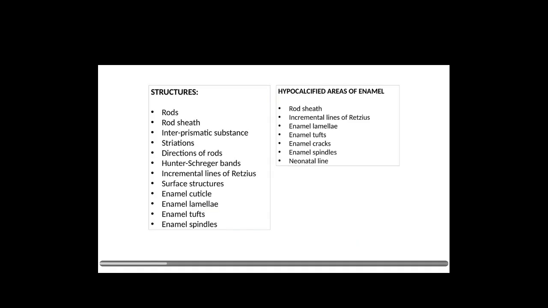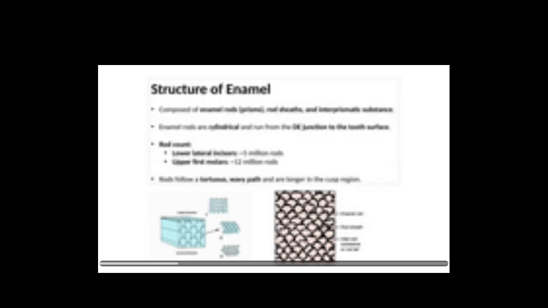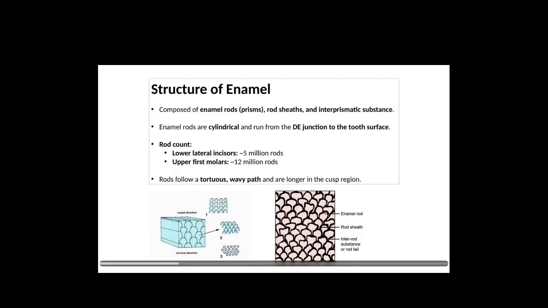Enamel's structure includes rods, rod sheaths, and interprismatic substances. Rods, cylindrical and wavy, extend from the dentino-enamel junction to the tooth surface. Key features include Hunter-Schreger bands, incremental lines of Retzius, and surface structures like enamel cuticle. Hypocalcified areas involve rod sheaths, enamel lamellae, and neonatal lines, impacting enamel integrity. Enamel is structured with rods, rod sheaths, and interprismatic substance.